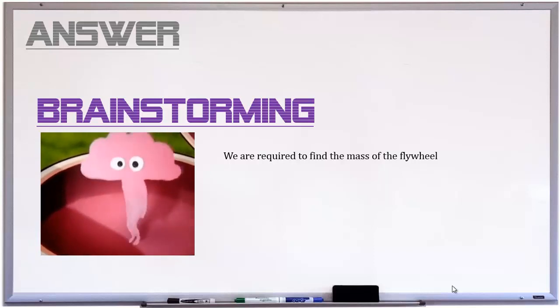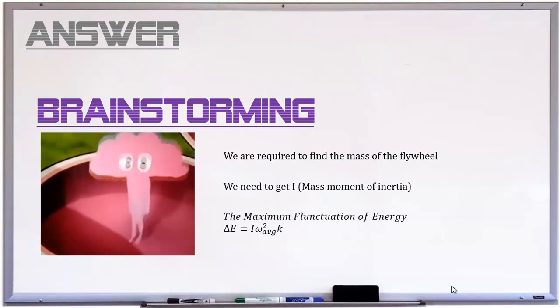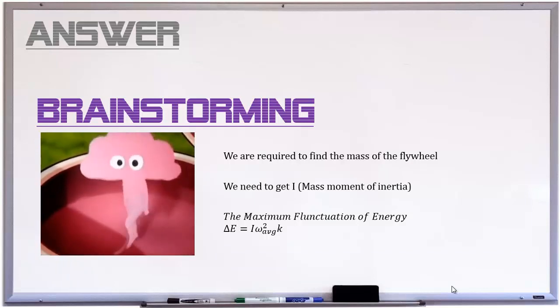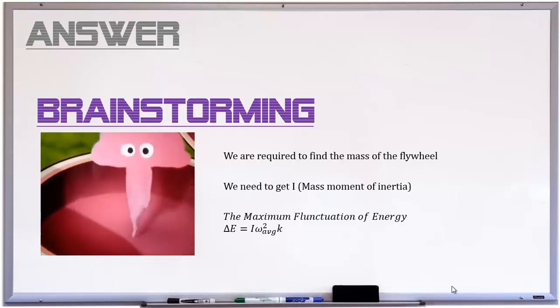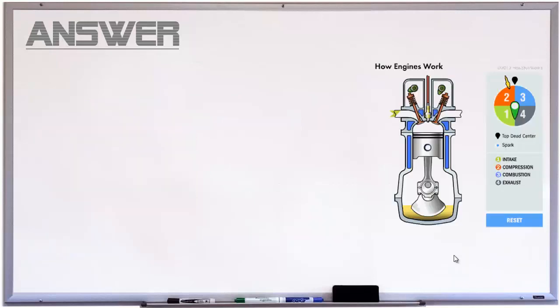First, you have to find the mass of the flywheel, and the only way to do this is by calculating the mass moment of inertia, and we get the mass moment of inertia from delta E, the maximum fluctuation of energy. In question number 2, we got it from the coefficient of fluctuation of energy, but in this question we will get it from the turning moment diagram.